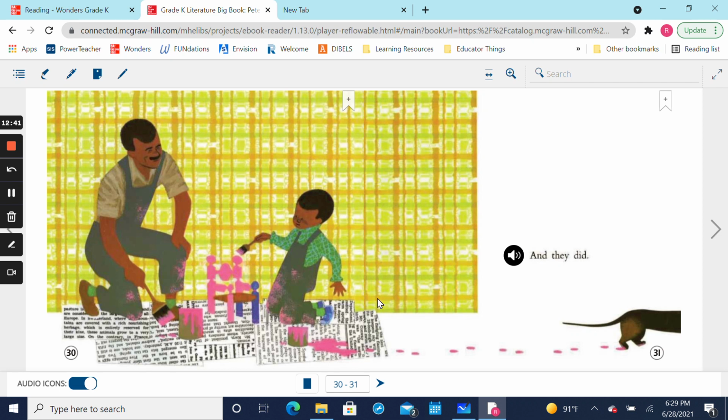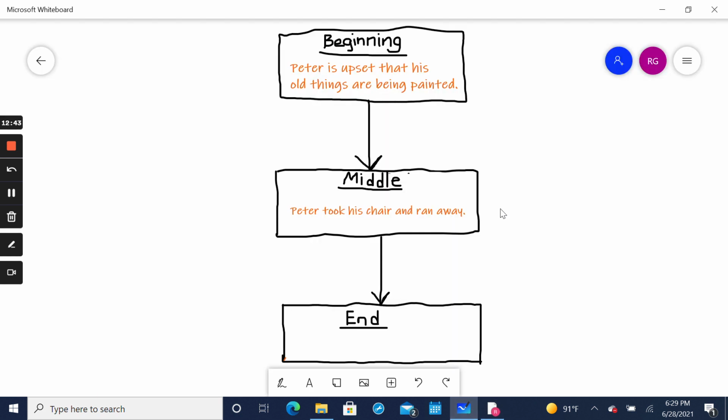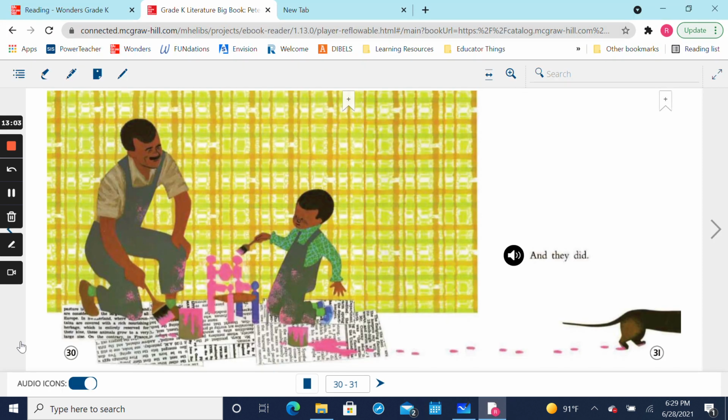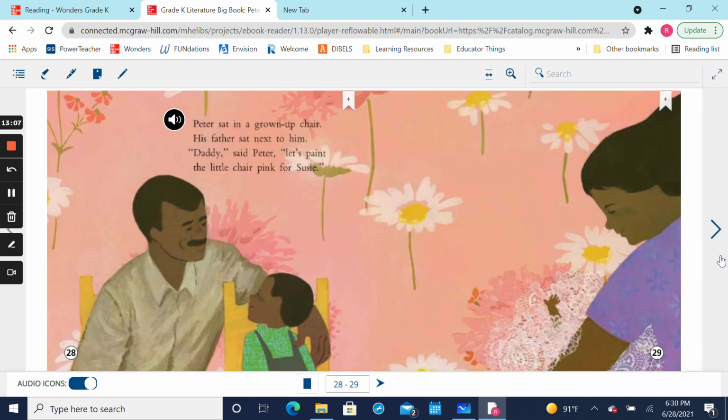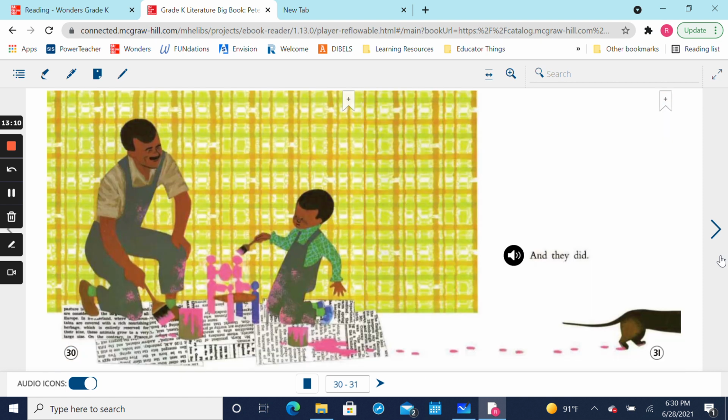So what happened after Peter ran away? If we look at our flowchart, we know that in the beginning of the story, Peter is upset that his old things are being repainted. In the middle of the story, he took his chair and ran away. What happened after he ran away? After Peter ran away, he came back home, and then he decided to do what with his dad? He decided to paint the chair pink.